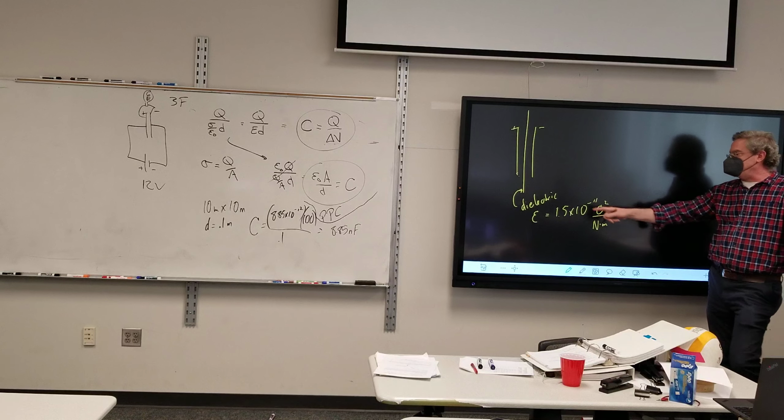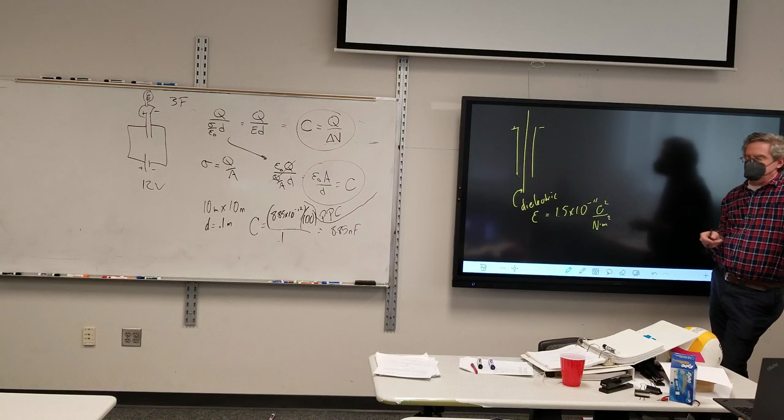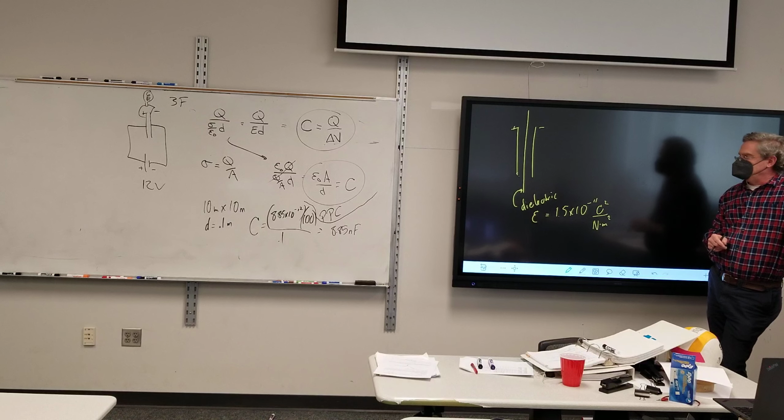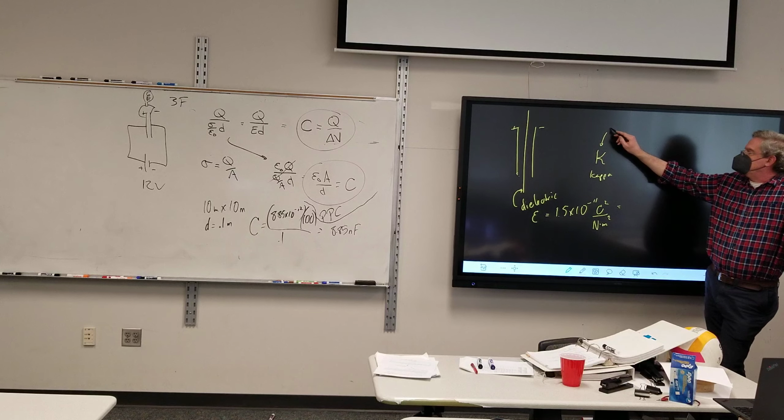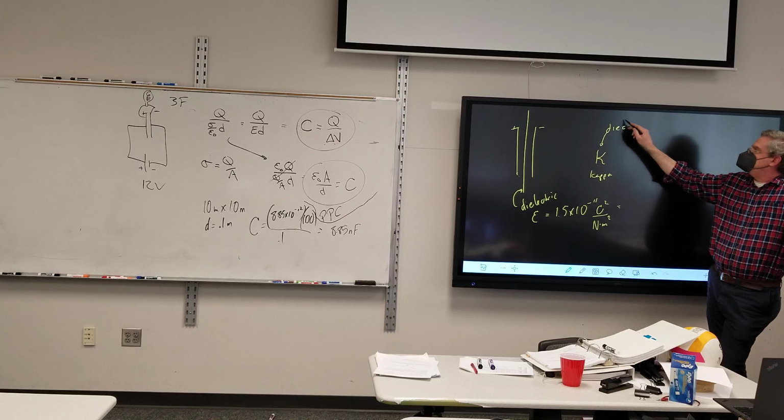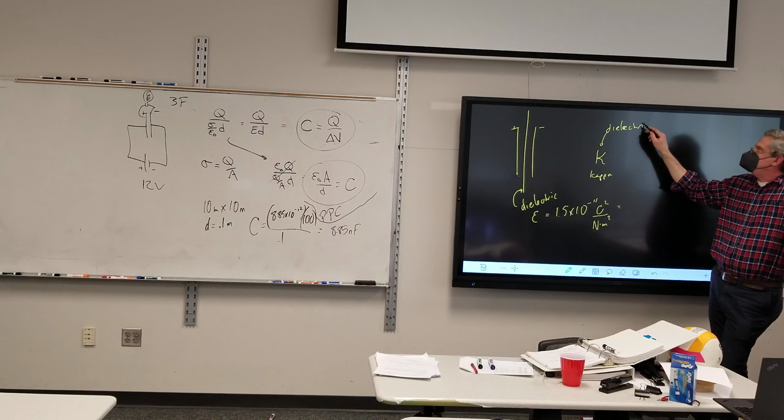Now, keeping track of these numbers becomes a nuisance. And so they took it one step further and said, let's just define this term kappa. That's a kappa, not a K. We'll call this the dielectric constant. It is not a K, it's a kappa.